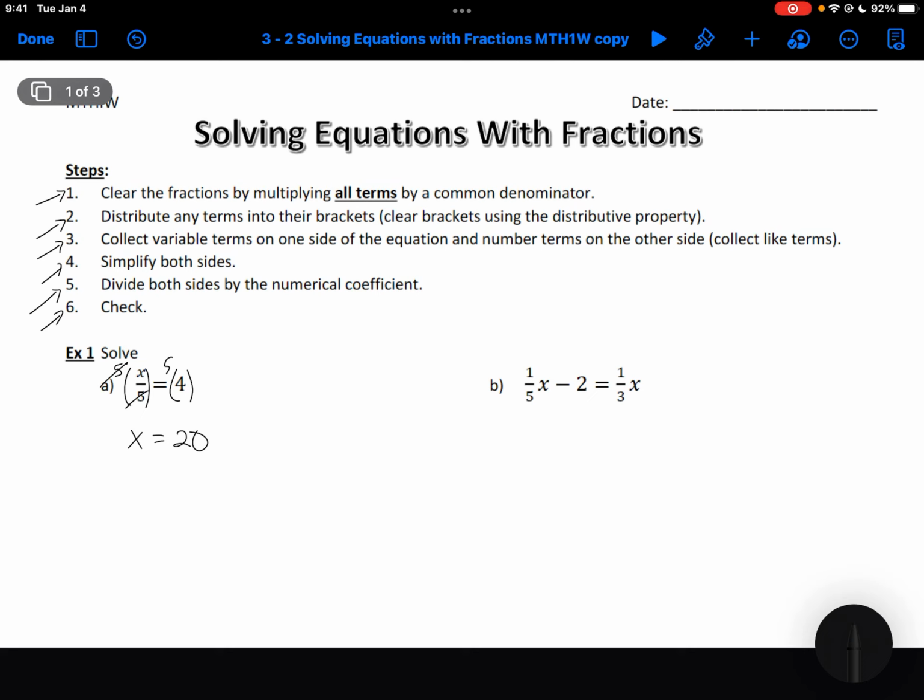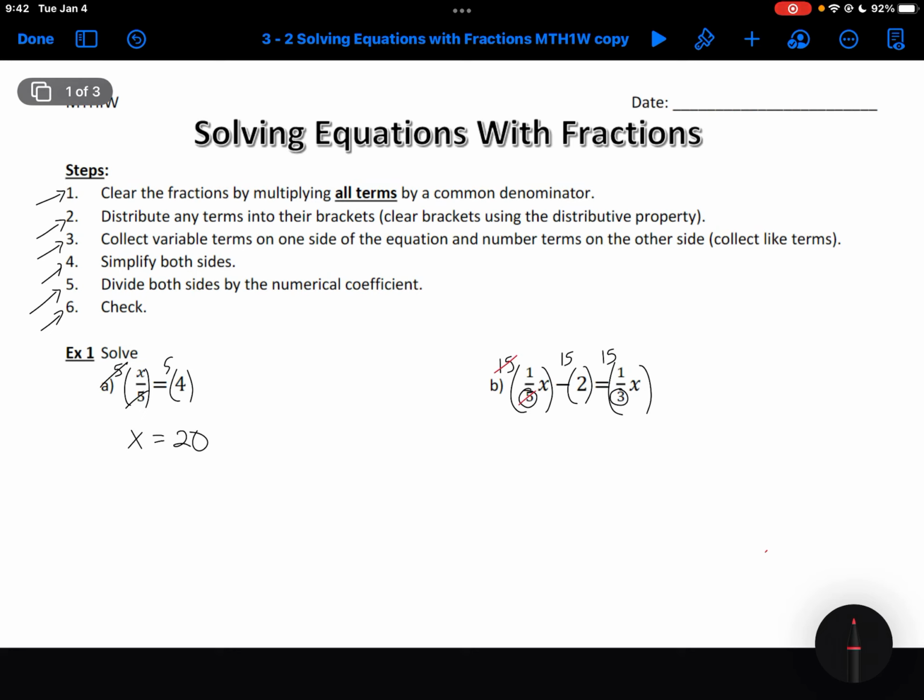In my second example, I see that my two denominators are 5 and 3. I know that between those two, my common denominator is 15. So I'm going to multiply each term, so everything that's separated by an addition or subtraction sign, I'm going to multiply each of those by 15. As long as I've multiplied by the correct common denominator, I should be able to cancel out my fractions.